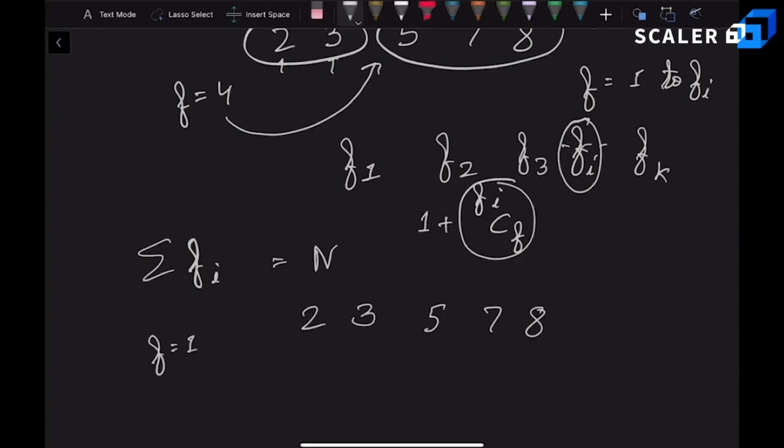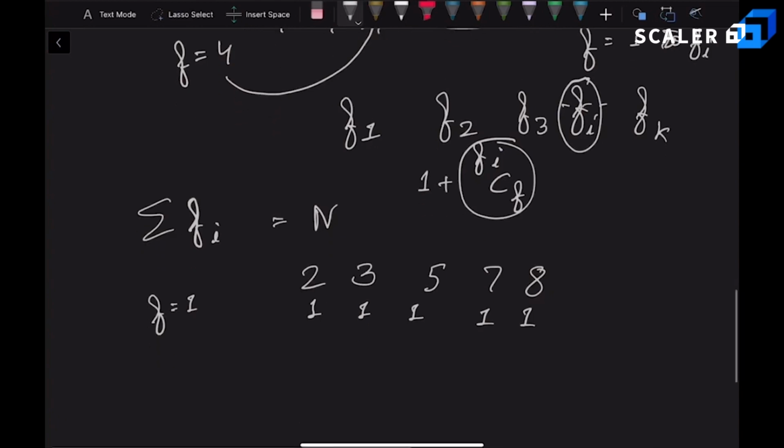To make it more clear, considering this example 2, 3, 5, 7, 8, for f equal to 1, we'll consider this element, this element, this element, this element, this element. So all the elements will be considered for f equal to 1. For f equal to 2, again we'll consider all of these elements, so each will be considered twice now. For f equal to 3, we will actually not consider 2 because this is lesser. So the next element which is greater than or equal to 3 is 3. So I'll only consider the elements 3, 5, 7 and 8, and each will be considered thrice.